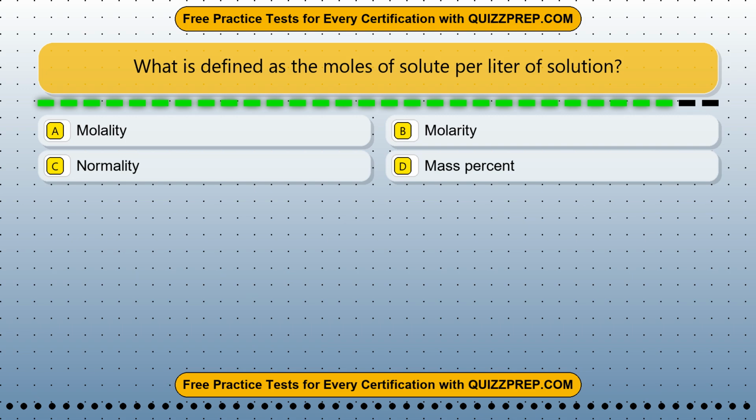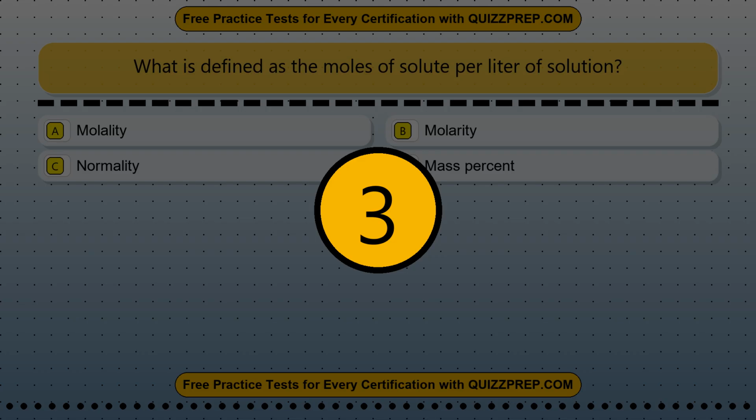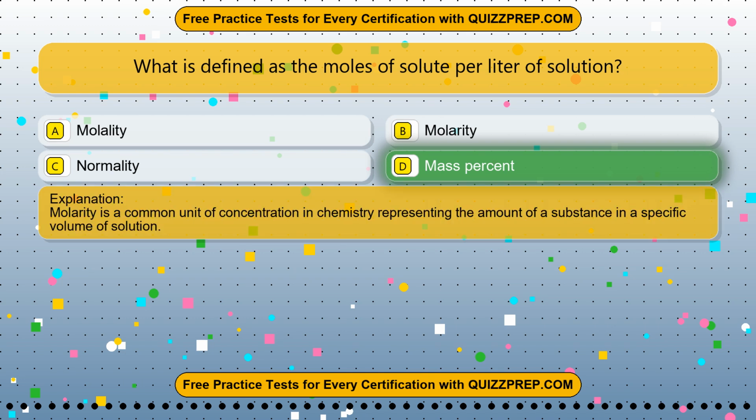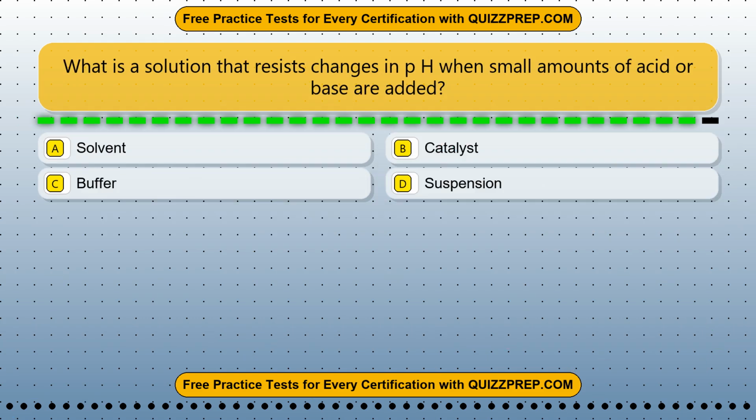Question 17. What is defined as the moles of solute per liter of solution? Option A. Molality. Option B. Molarity. Option C. Normality. Option D. Mass percent. The correct answer is option D. Mass percent. Molarity is a common unit of concentration in chemistry representing the amount of a substance in a specific volume of solution.